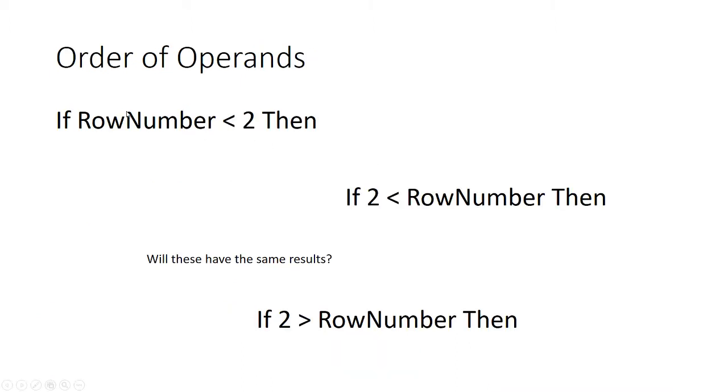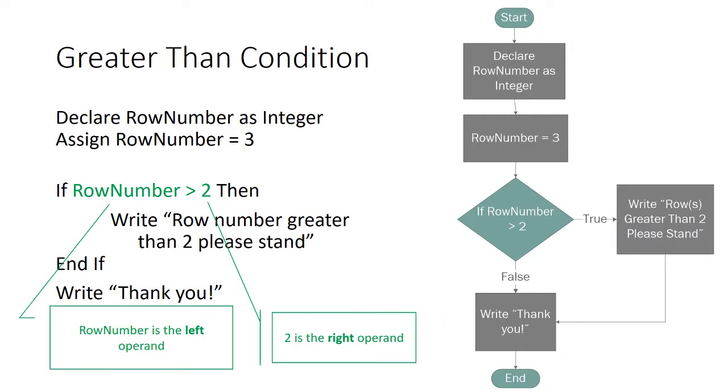Now, in this case, our order of operands does matter, right? Because we're using a less than condition. So we say if row number is less than 2, is that the same as if 2 is less than the row number? They don't have the same result. So we have to be careful when we're putting our operands in our condition. Make sure that we're getting things in the condition in the way that we want.